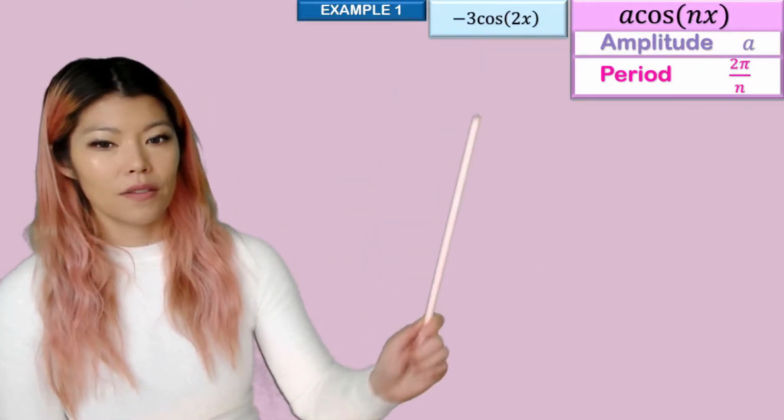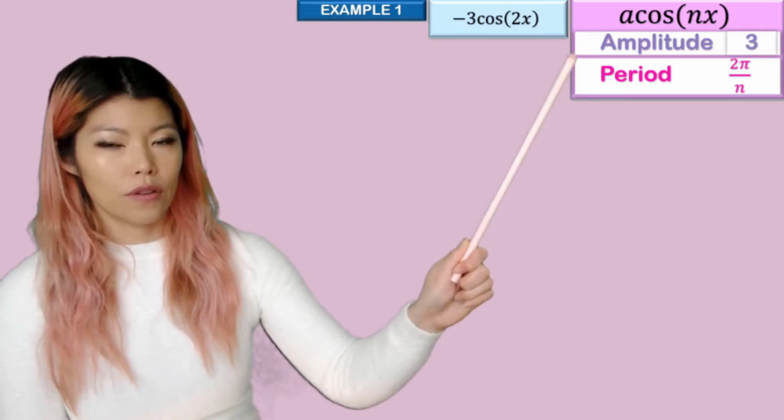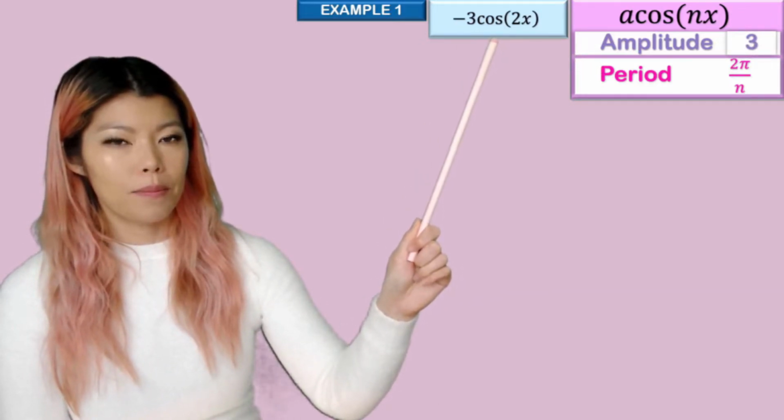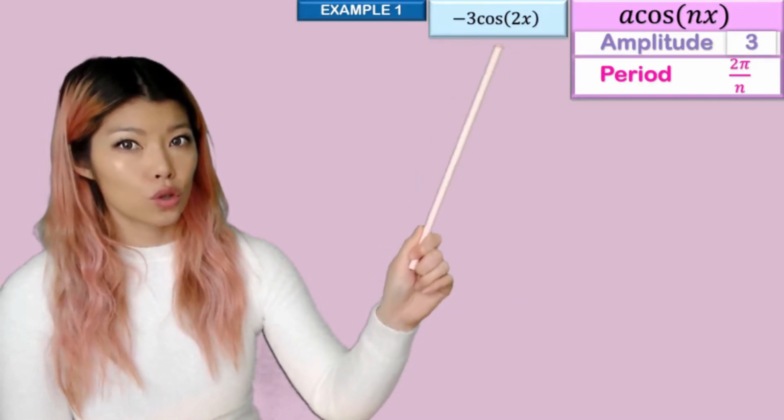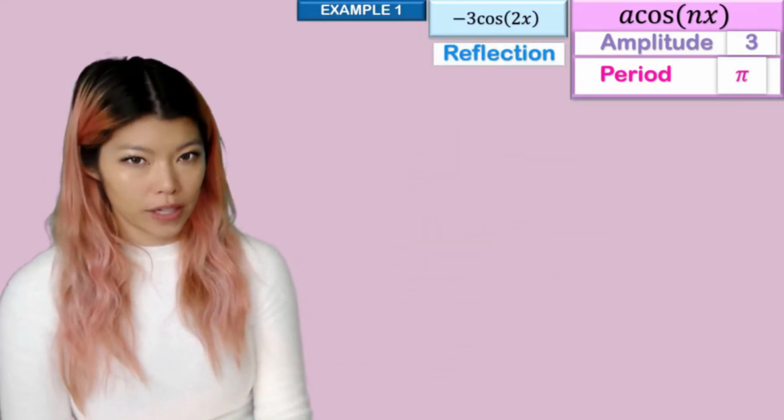So here we have negative 3 cos 2x. So the 3 means an amplitude of 3. The 2 means the period is 2 pi on 2, which is pi. And the negative means a reflection.